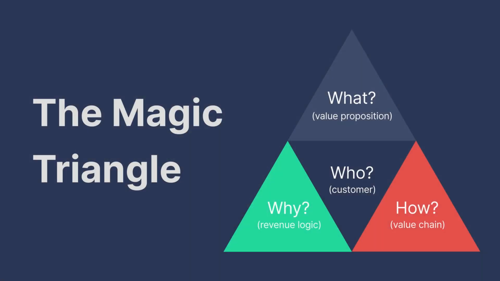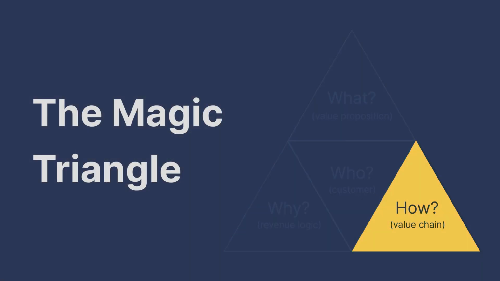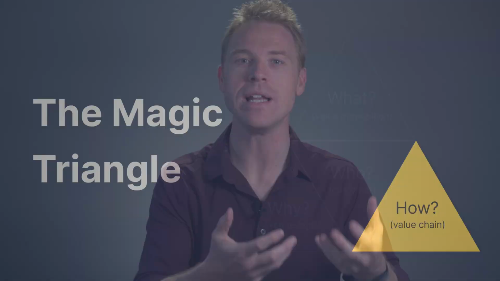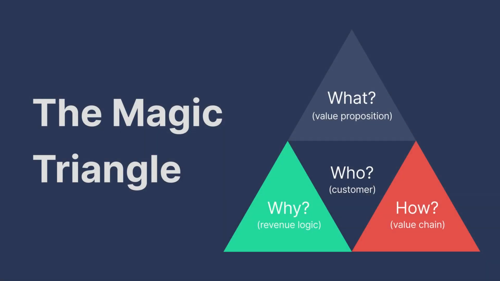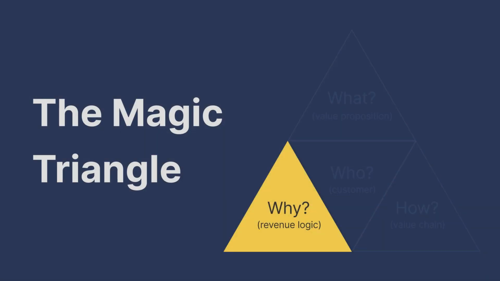At the bottom right of the triangle, we have the how question. This is how are we taking that value that we've created inside of our company and actually getting it into the hands of our customer. And last, in the bottom left of that triangle, we have why does this make money? Why does this business model work? And that's, of course, a combination of the revenue model, how we're bringing money in, but also what it takes in order to actually create that value and deliver that value.